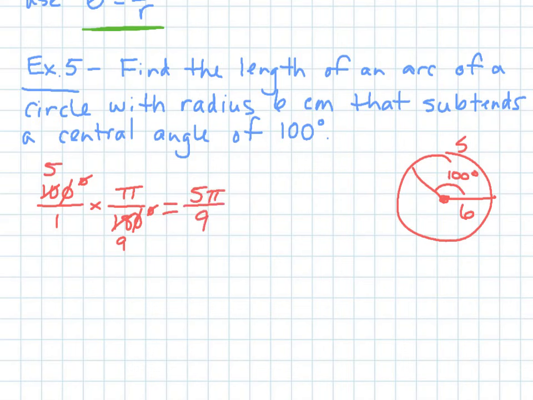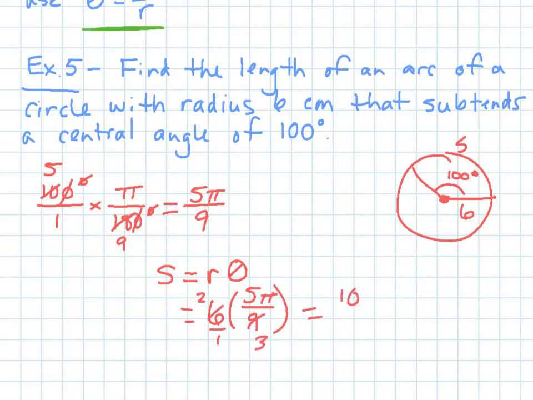Now, using my formula, since I want to find S, take r times theta. r was 6, times 5 pi over 9. Remember, 6 is a fraction as well, 6 over 1, so I can reduce by making it 3. That gives me 10 pi over 3. So the arc length is going to be 10 pi over 3 radians.